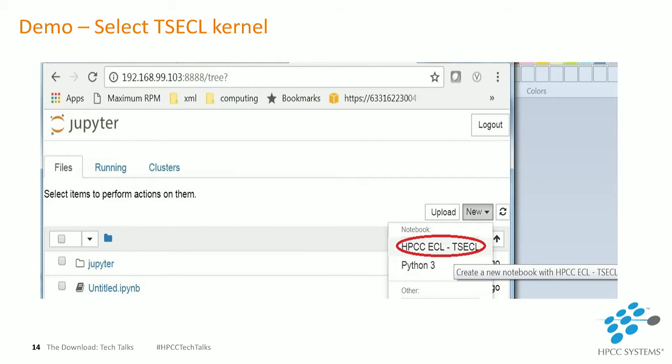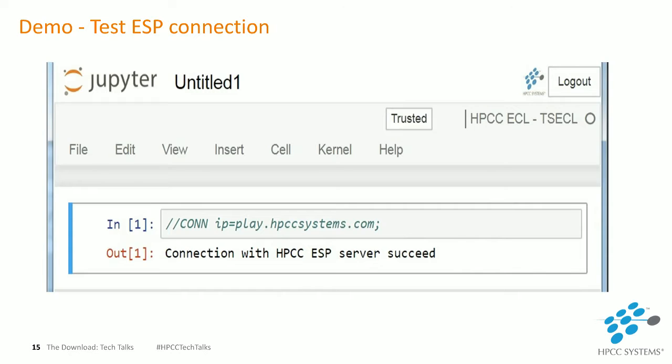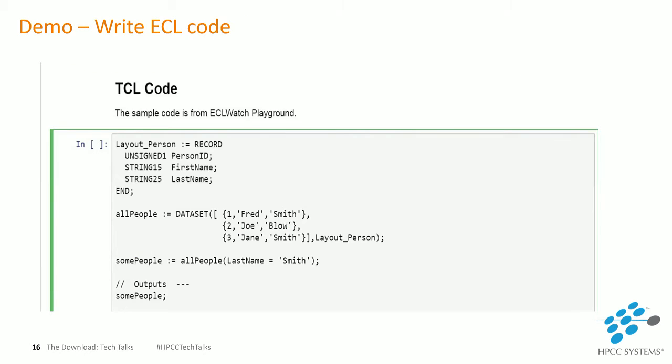Now, before I go to the live demo, I just want to show some screenshots of what I want to do. Basically, when you connect with the Jupyter Notebook server, you first want to select our kernel, that is HPCC ECL, TS-ECL. And then usually you want to give a configuration for your ESP, IP, port, the cluster, etc. And then you run that cell, and then you get confirmation the connection is okay.